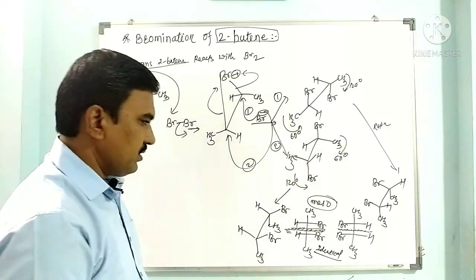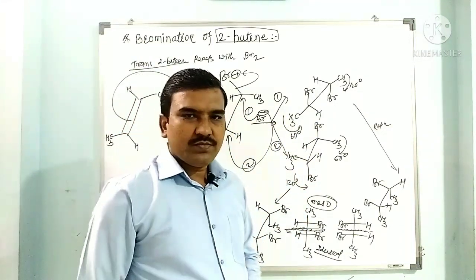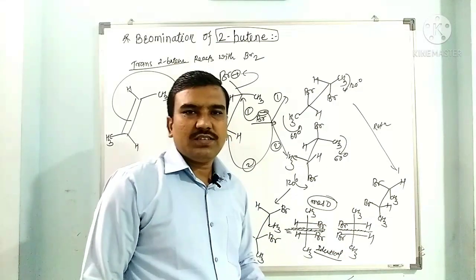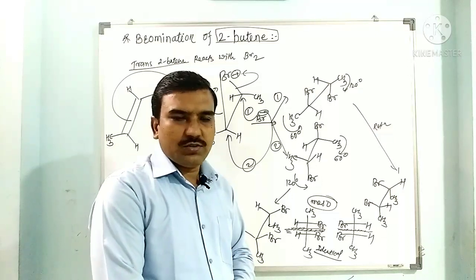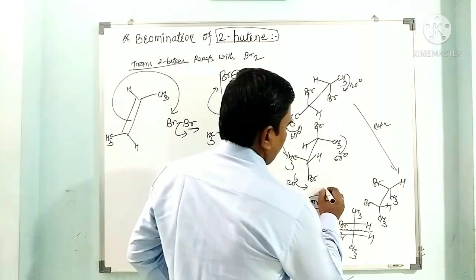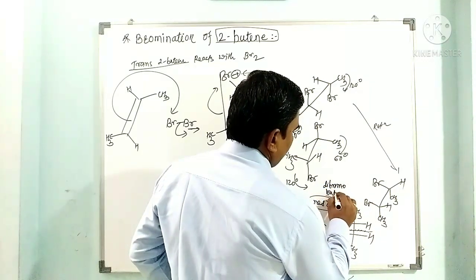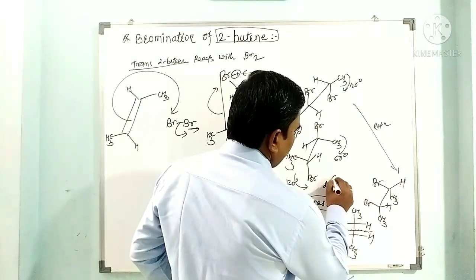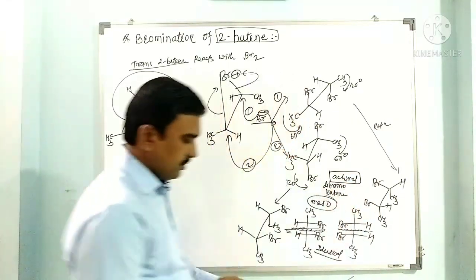So in this way, when the top vertical and bottom vertical groups are the same, it has a plane of symmetry and it is optically inactive. Such compounds are called meso compounds. So here this is meso dibromobutane we get. So this is meso dibromobutane, and it is achiral, optically inactive due to the plane of symmetry.